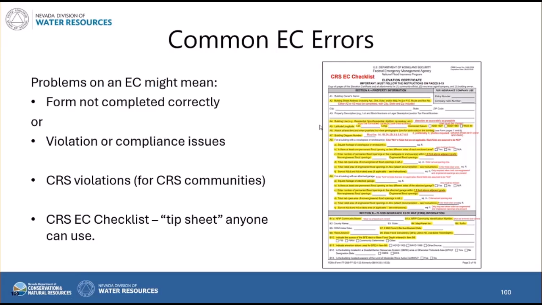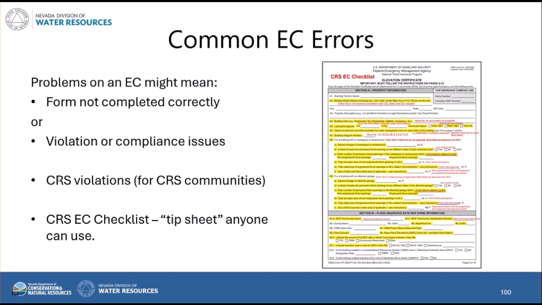Those are easier things to fix than problems on an EC where the surveyor collected the correct information, but the information represents a building that's in violation or that has some sort of non-compliant issue, like they blocked all the flood vents and so the surveyor didn't count them, or they poured the attached garage floor too low, or something like that. The form was filled out correctly, but the building isn't right or compliant.